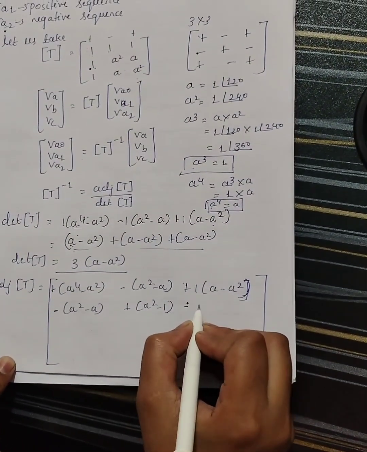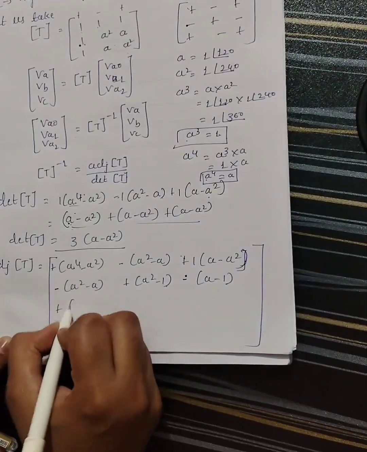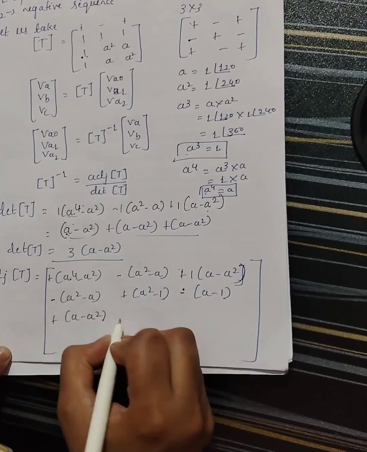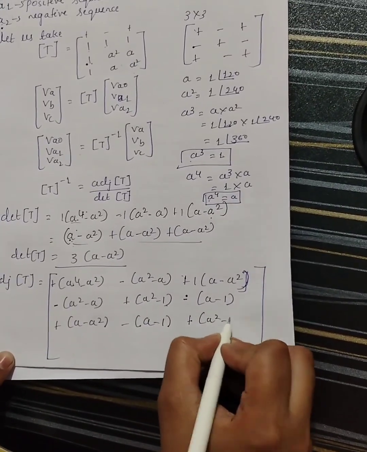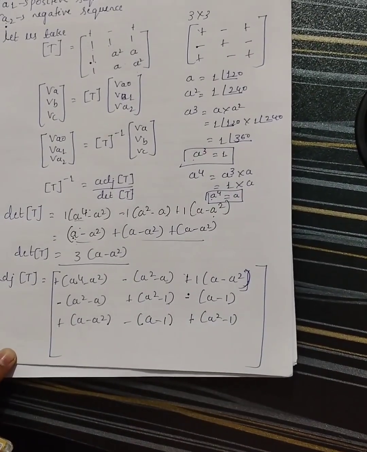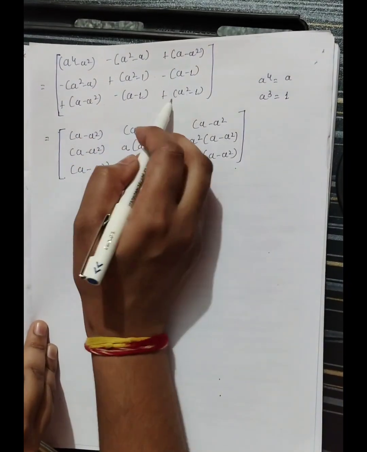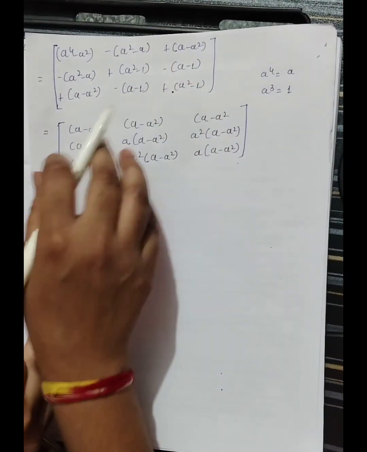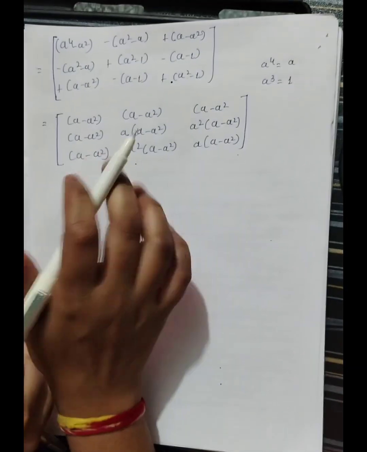Here we have plus minus sign and a minus 1. Calculate for all the terms: a minus a square, minus a minus 1, plus a square minus 1. We got the adjoint of T as like this. Okay, we are simplifying, that is, we are taking a minus a square as a common factor for further simplification.